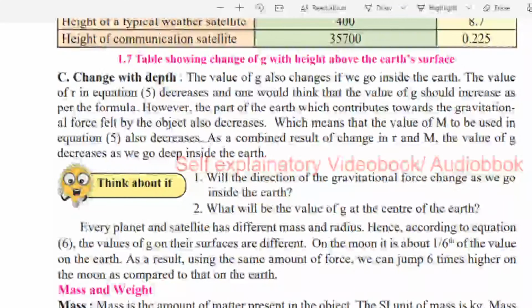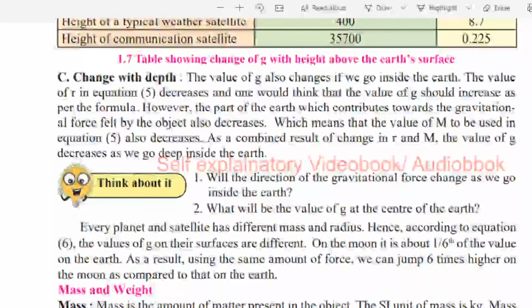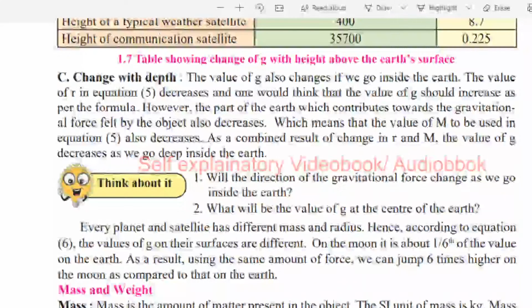Think about it. Will the direction of the gravitational force change as we go inside the Earth? What will be the value of small g at the center of the Earth?